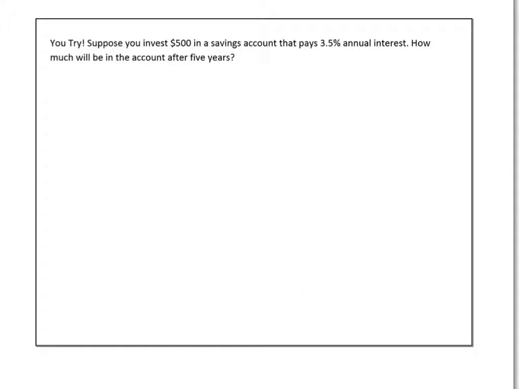Last problem of the day is a you try. So go ahead, read through this, do your best on it, then check with the neighbor if you need to. And then unpause this to check your answer and make sure you're correct.